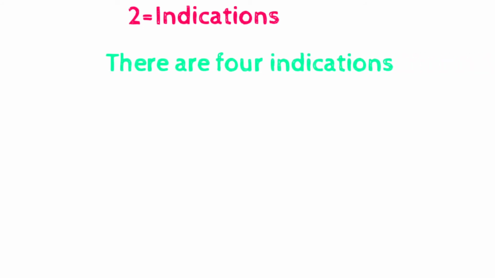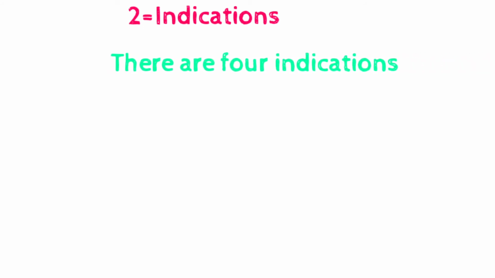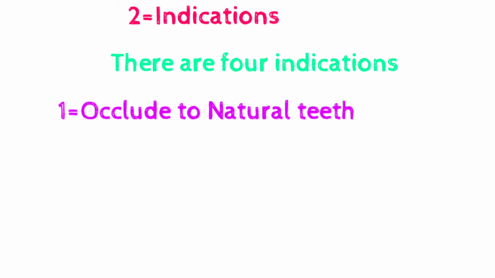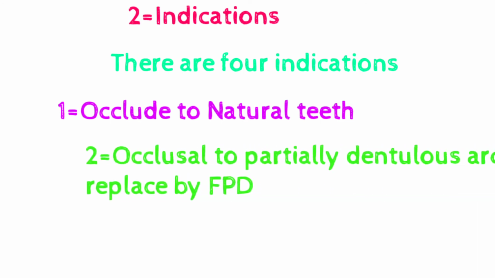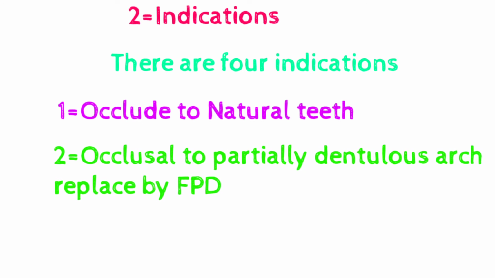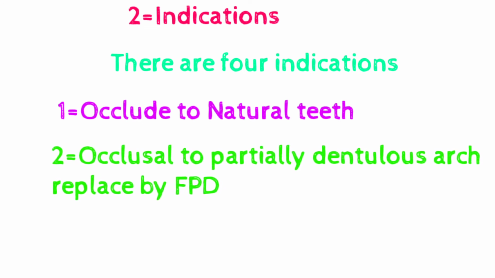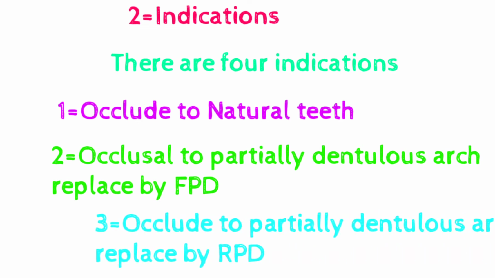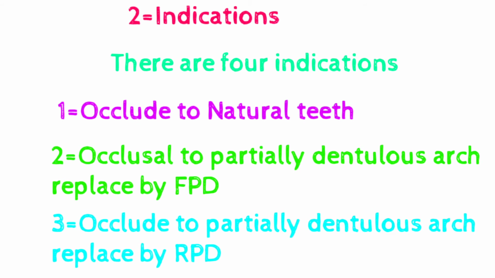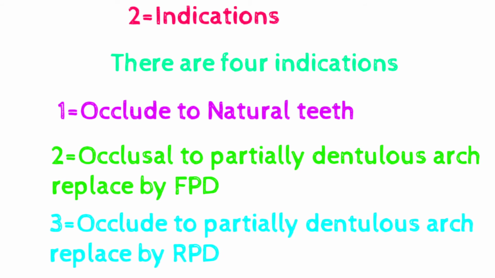Now come to the indications of single complete denture. There are 4 indications of single complete denture. Number 1, occlude to natural teeth. When in one arch there are natural teeth and the other is edentulous, in the edentulous arch we give the single complete denture which occludes to natural teeth. Second, occlude to partially edentulous arch replaced by fixed partial denture. Third, occlude to partially edentulous arch replaced by removable partial denture. In one arch there is a complete edentulous arch and the other arch is partially edentulous but replaced by removable partial denture.